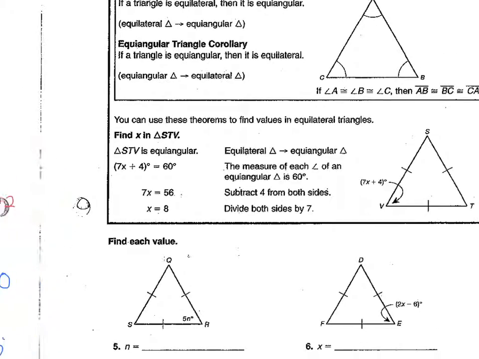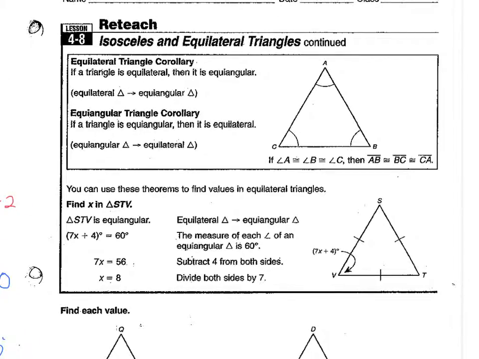On the right side it's talking about equilateral triangles. The corollary says if a triangle is equilateral, then it is equiangular. Same sides, so all the angles are also congruent. And the equiangular triangle corollary says the converse: if the triangle is equiangular, then it's equilateral.